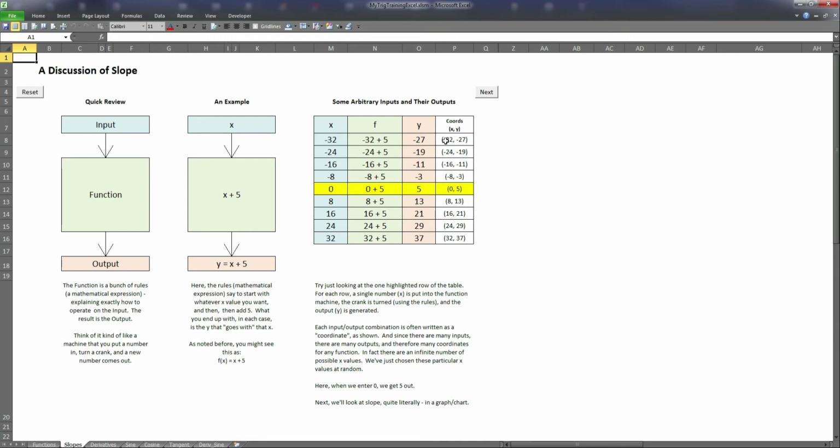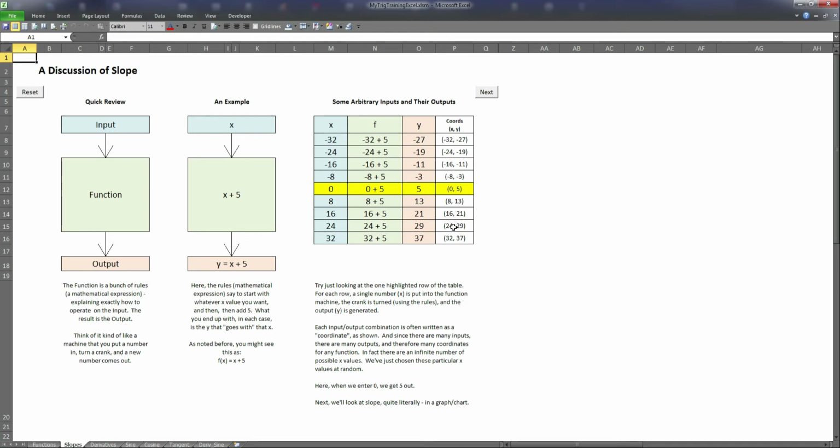So anyway, we call the pairing of an input with an output a coordinate, and we usually write them with parentheses and a comma between them. We want the first one to be the input, which in this case is the negative 32, and we want the second number to be the output, which in this case is a negative 27. And so on. All of these points are written with the same rules.